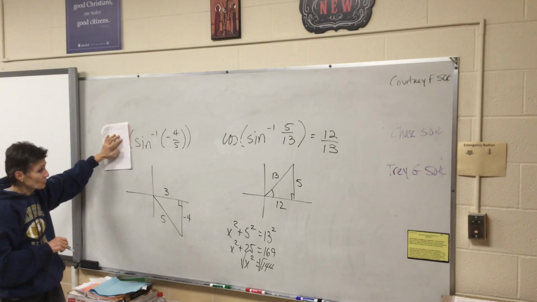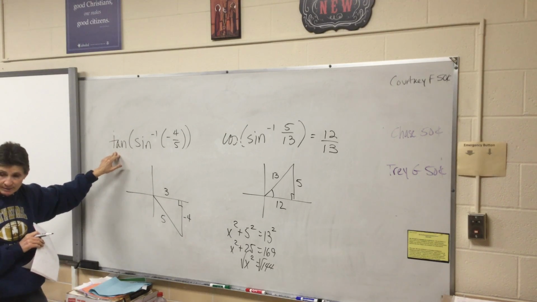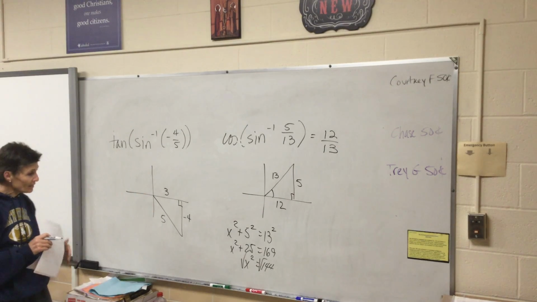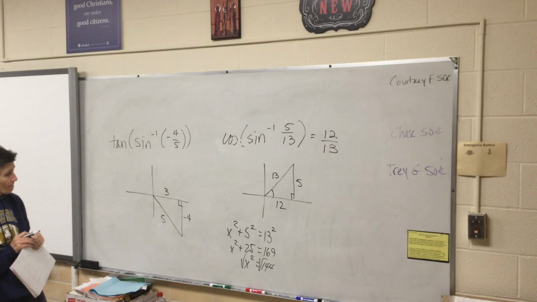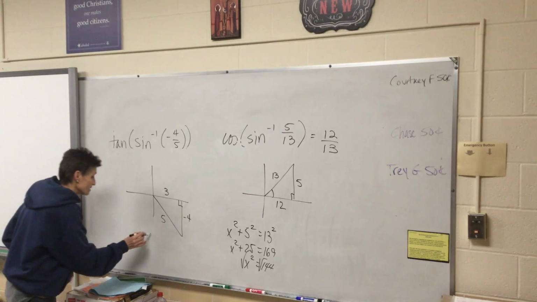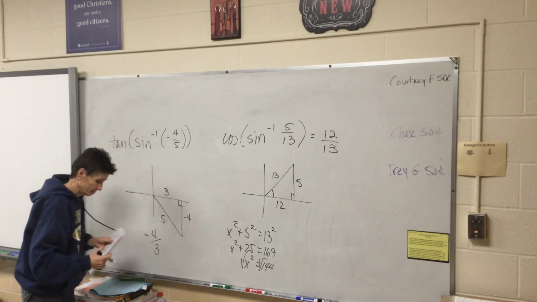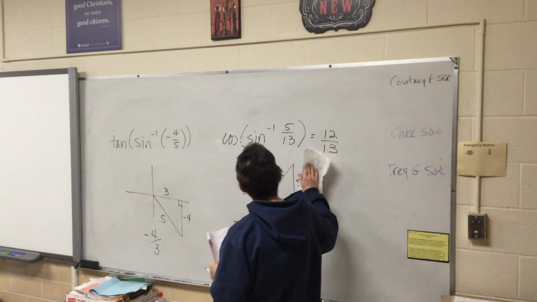Now you're ready to answer the question. What do we want to know? We want to know the tangent. So looking at that picture, what is the tangent? Negative 4 over 3. It is. Are you starting to get the hang of this, guys? It's not bad.